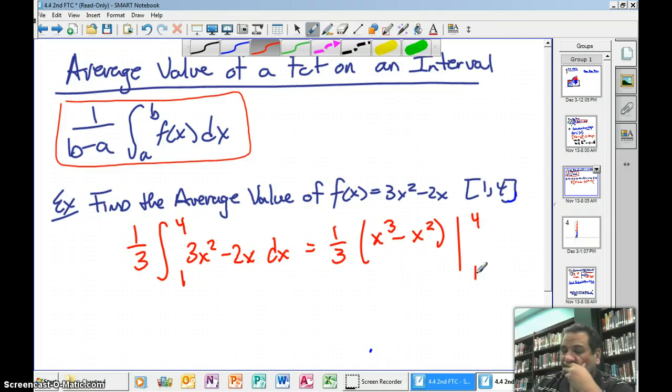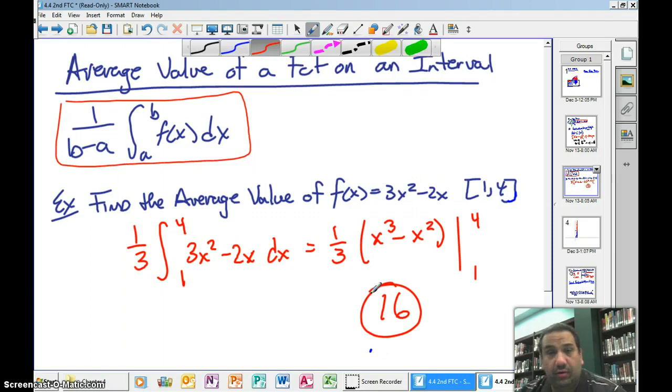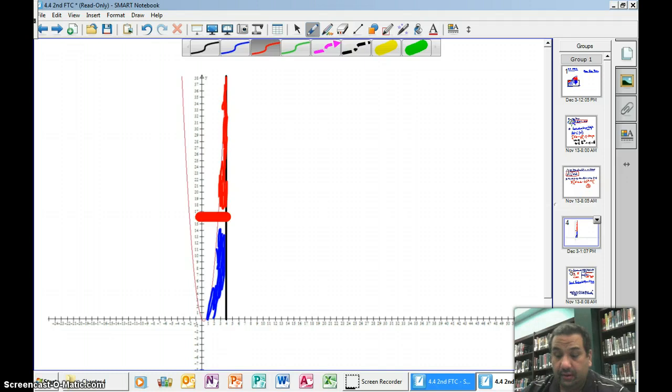Actually, let me not inundate you with arithmetic. The answer for this turns out to be 16. And let me pictorially show you what it means. Here's our function. If we're talking about area underneath that curve, at that 16 point, the area on the bottom is equal to the area on the top. That's called the average value of a function on a certain interval. That makes sense. I like that one.